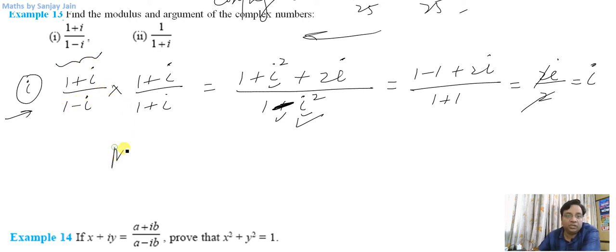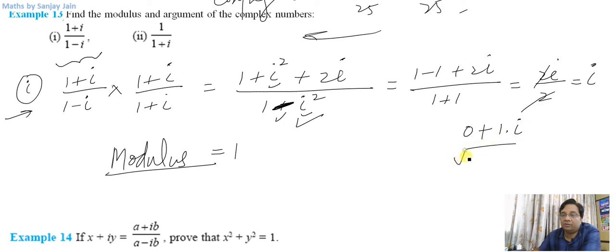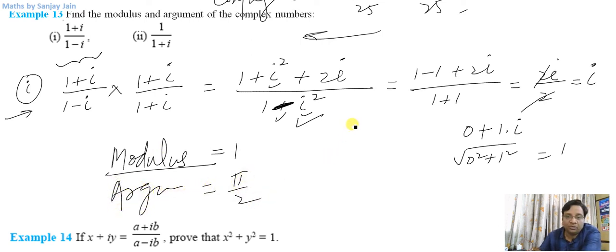So what is the modulus? Modulus is 1, because you can consider it as 0 plus 1 into iota. So then what is modulus? 0 squared plus 1 squared, so 1. And what is the argument? Argument, we know it is pi by 2, or you can consider the Argand plane. Here the coordinates of this point are 0, 1. So this point represents iota, and it is 1 unit away from the origin, so modulus is 1. And what is the argument here? It is pi by 2.